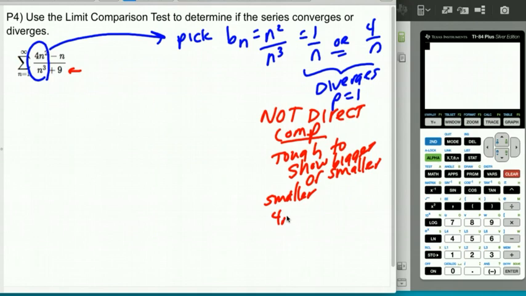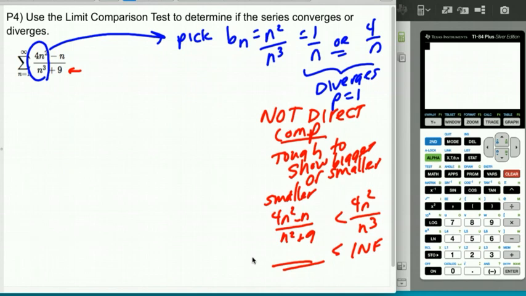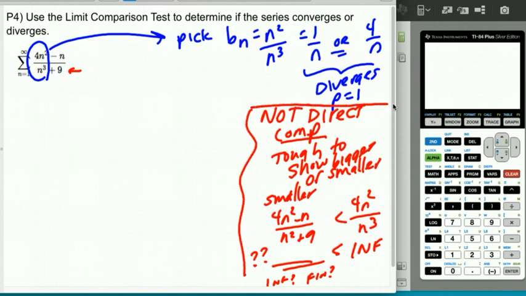You're going to get that this would be smaller than this. But this is an infinite thing, and smaller than infinite is not helpful. Smaller than infinite could be infinite, it could be finite, I don't know, right? Smaller than infinite is not helpful. So I can't use the direct comparison test. Again, I wasn't asked to. I was asked to do limit comparison, but I just want to point out that when you're doing this, you're not expressly going to be asked normally. You're going to have to figure out which test works best for you.